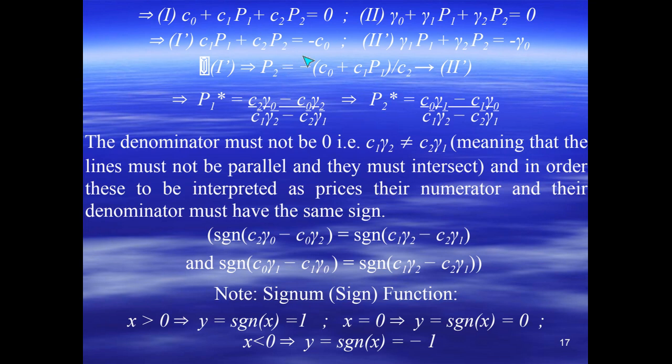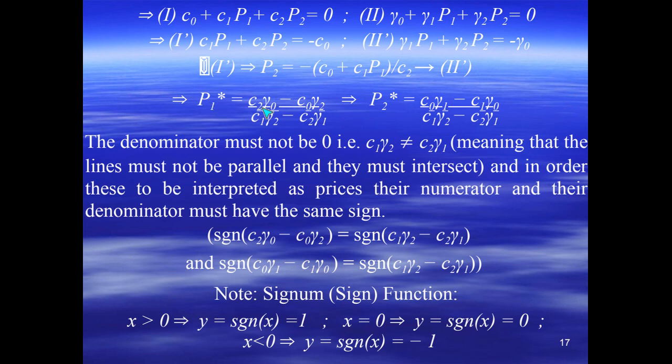Obtain P2 from this first equation as minus, in parentheses, C0 plus C1 P1 over C2, and replacing in the second one, the P2 disappears, you draw P1 star, and then replacing this in any of these equations, and drawing P2 star, you obtain P2 star. Both equilibrium prices can be obtained this way.